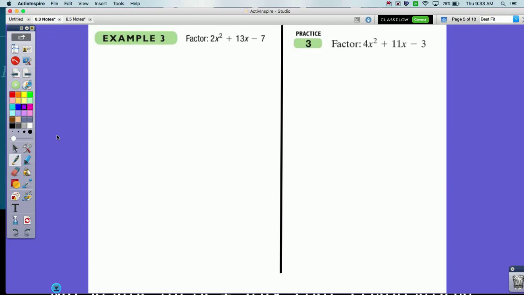All right, same thing here on example 3. There's a minus there with a 7, so we'll take that into consideration. Parentheses and parentheses. To get 2, it's 1 times 2. There's only one combination there, so x and 2x. And to get 7, it's just 1 times 7. But I do need to figure out, is it going to be a 1 here and a 7 there, or a 7 and then a 1? So I got to figure out which order that's going to go.